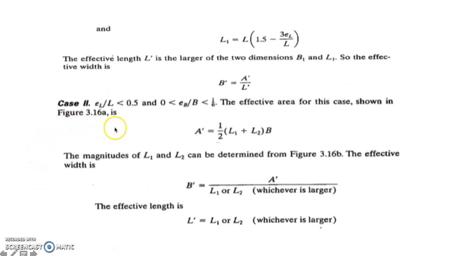For case 2, you have this expression: E sub L over L is less than 0.5 and E sub B over B is greater than 0 but less than 1/6. If that is the case, the effective area is equal to this expression, where in your B prime you have this equation, and L prime, which is our effective length, you have this expression.